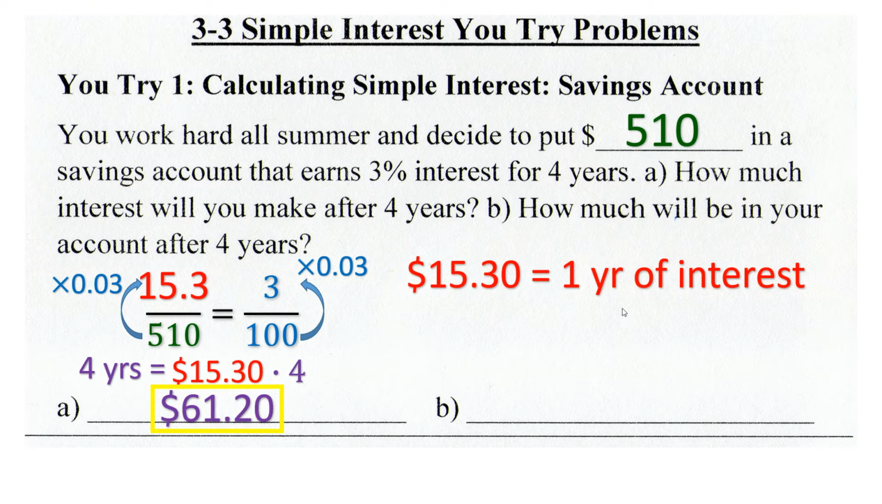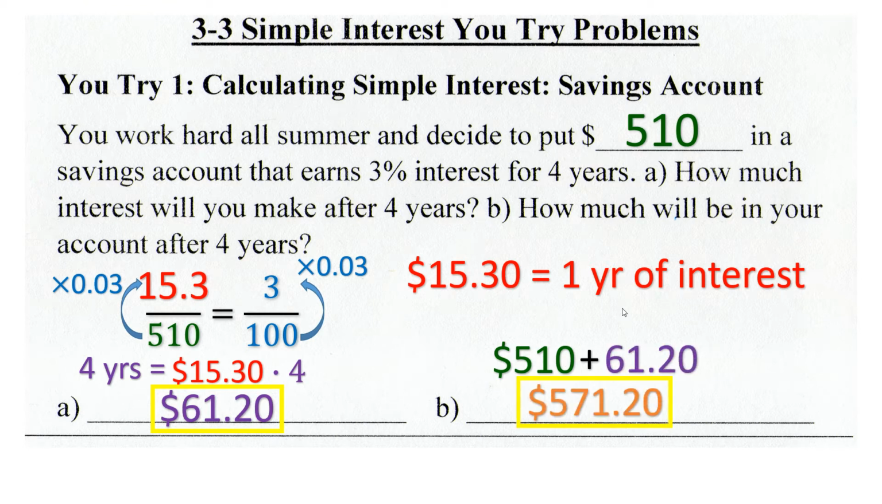Now, how much will be in the account? You have to remember you put in $510. So the bank has your $510. They've added on the interest after these 4 years. And as long as you don't withdraw anything, you should have $571.20 in the account.